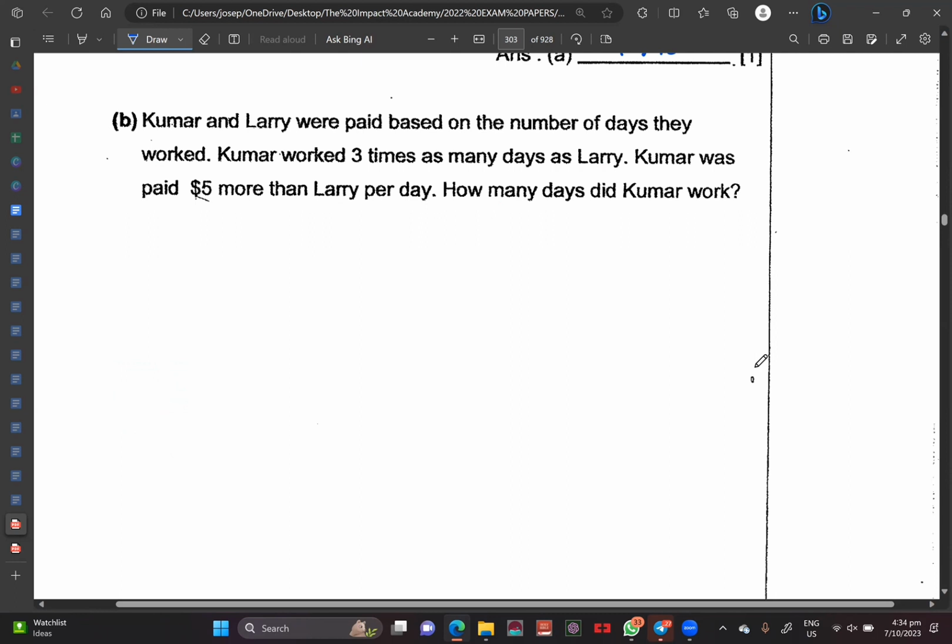Now, Kuma and Larry were paid based on the number of days that they worked. Nothing much to write. Now, what we know for sure is this, Kuma worked 3 times as many days as Larry. So for Kuma, we know it's 3 units. And this is the number of days. Am I making sense here? Well, for Larry, it will be 1 unit.